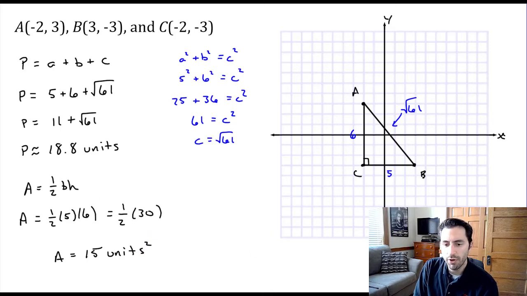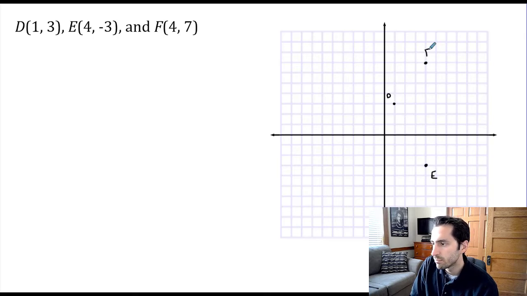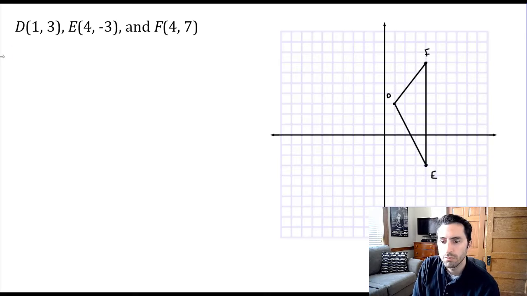All right, let's try one more. It's another triangle, but in this case, it's going to look a little bit different. So I'll plot my 3 points right away. Okay, so here's our triangle. And again, the first thing we want to do, let's find our perimeter.